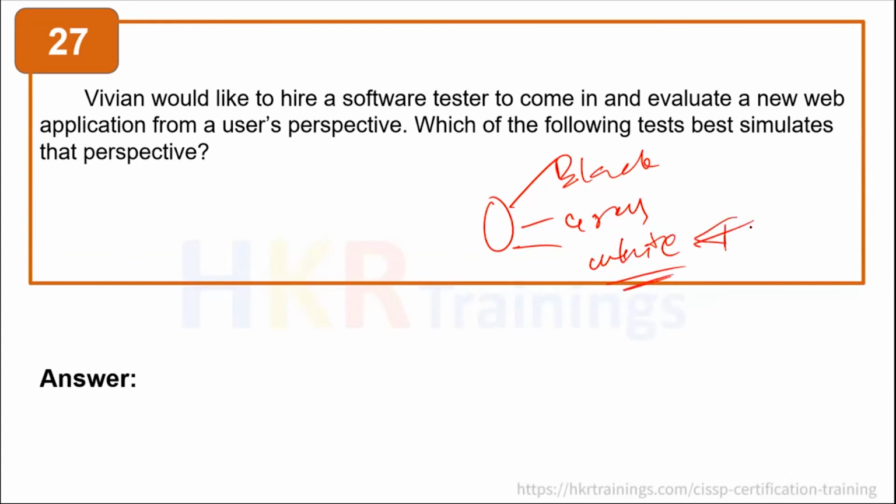A white box is when you have entire information about the internal working of the application. Black box is when you do not have any idea of how the application is working. And gray box is when you have some knowledge of how the application is working. In this case, since the user's perspective is involved, the user doesn't know the internal operations of the application. So it will be a black box.